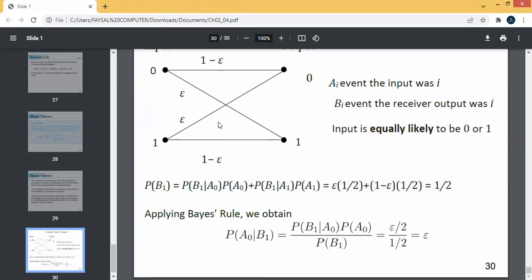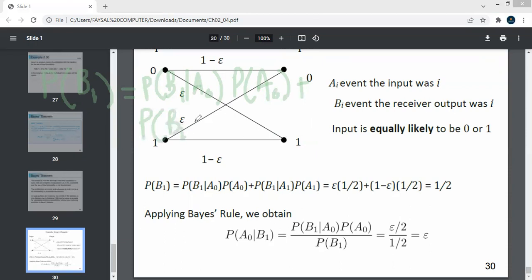now the probability of B1. So how to find it? The probability of B1 will be written as the probability of B1 given A0 times the probability of A0, plus the probability of B1 given A1 times the probability of A1. So this will be equal to the probability of B1.